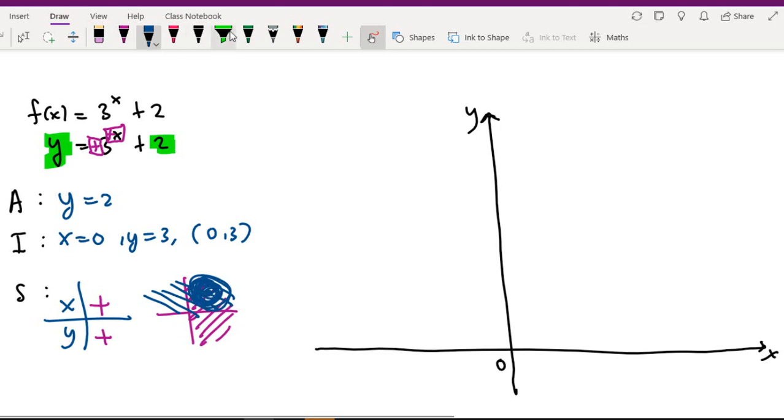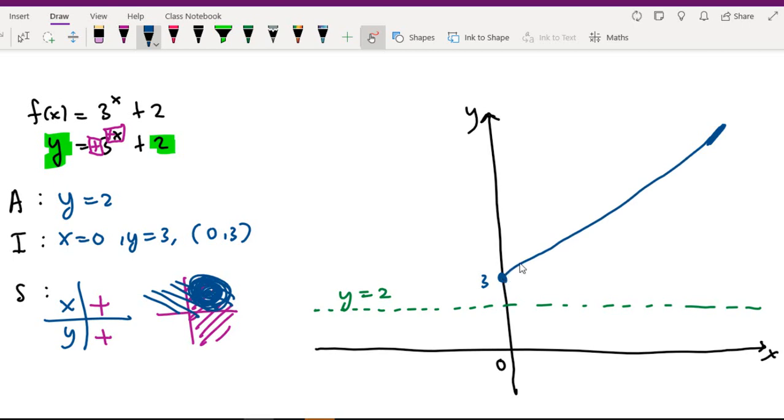First thing, draw the asymptote and label y equals 2. Then the intercept point (0, 3). And then the starting point starts down here, and just drag to the point in a curve.